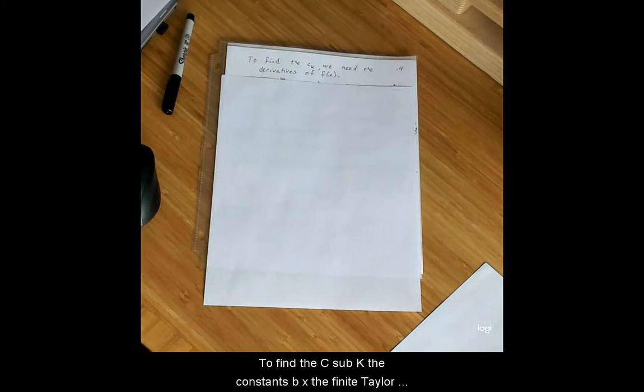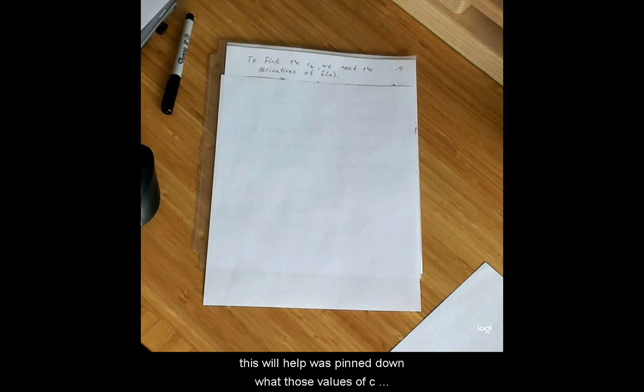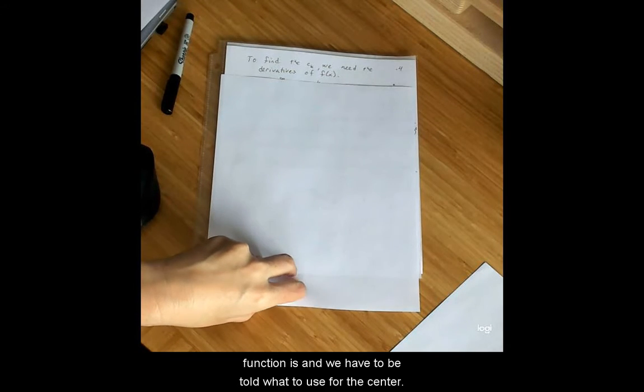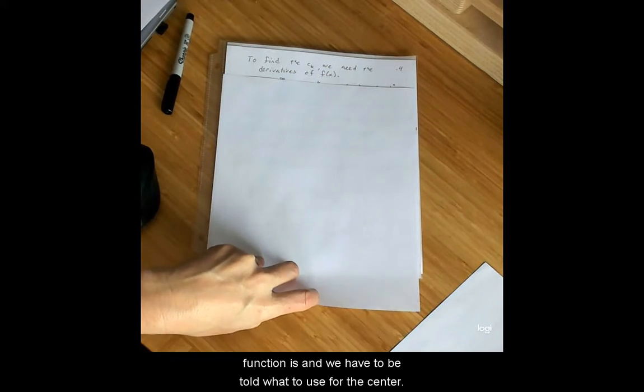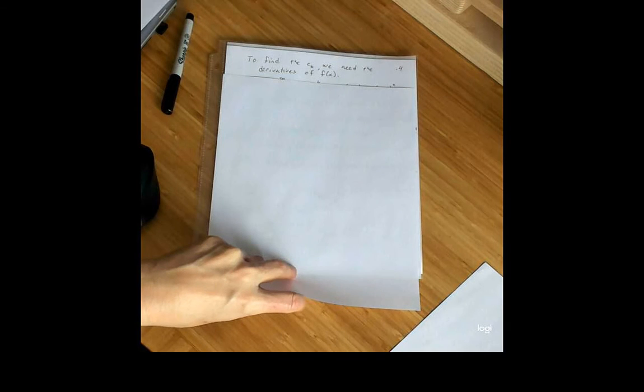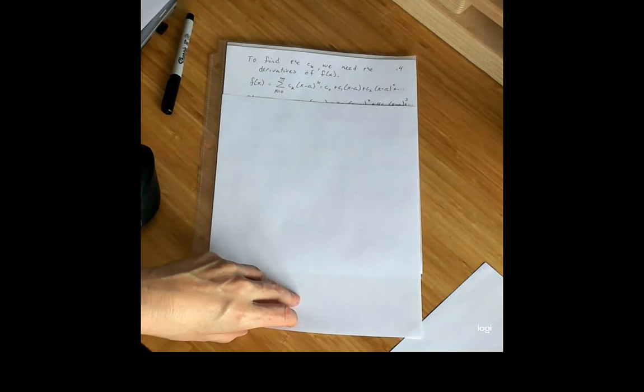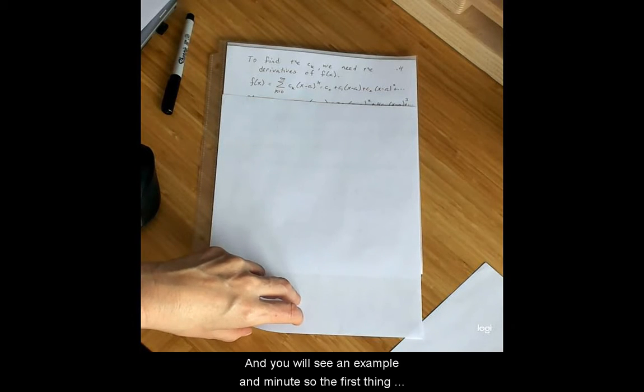To find the c sub k, the constants being multiplied in the finite Taylor polynomial, we need to find the derivatives of the function. So this will help us pin down what those values of c sub k are. Because remember, we will know specifically what the function is, and we have to be told what to use for the center, or you have to be able to figure out what a good center would be, as we'll see in an example in a minute.